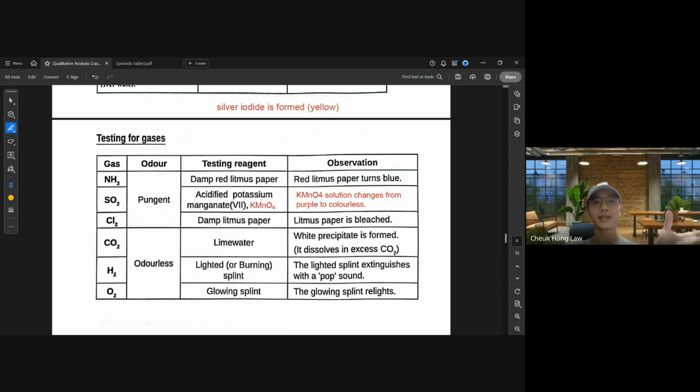One is your pungent gases. The other one is your odorless gases. Okay, pungent means it has a very strong smell. Then odorless means you can't smell it at all. So first we have ammonia.